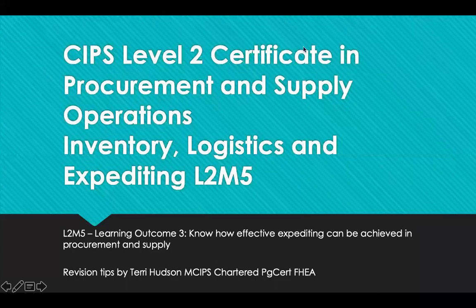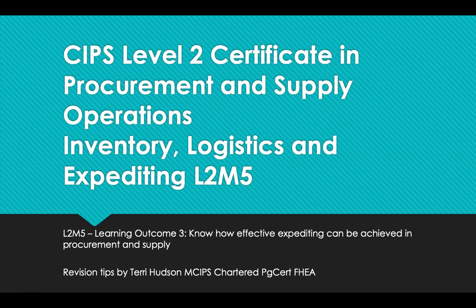Hello, and welcome to revision tips for CIPS Level 2, Certificate in Procurement and Supply Operations. This is Module 5, Inventory, Logistics and Expediting, and it's Learning Outcome 3, which is to know the effective expediting and how it can be achieved in procurement and supply.